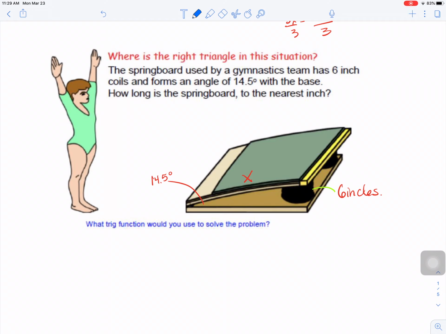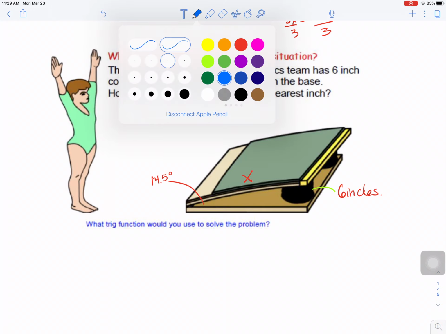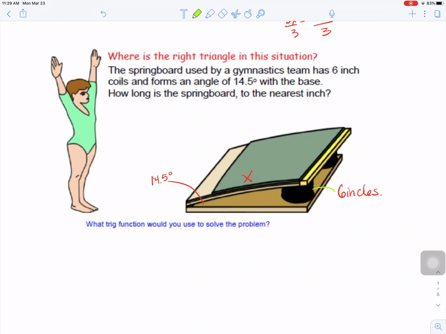So the springboard used by the gymnastics team, this is Sydney, by the way. That's Sydney doing her gymnastics. The springboard used by a gymnastics team has 6-inch coils and forms an angle of 14.5 degrees with the base. How long is the springboard to the nearest inch? So here's our situation. Where is our right triangle? Your first question is, where is my right triangle?